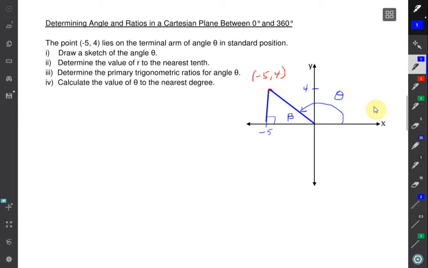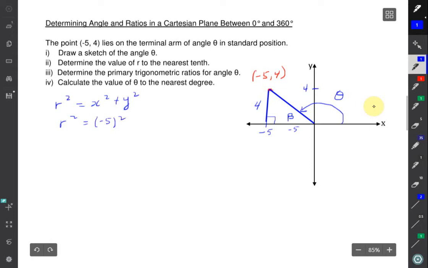So I've drawn my sketch of angle theta. Question 2 says to determine the value of r. Using Pythagorean's theorem, r squared is equal to x squared plus y squared. This side based on that point is -5, and this length here is 4. R squared is equal to -5 squared plus 4 squared.